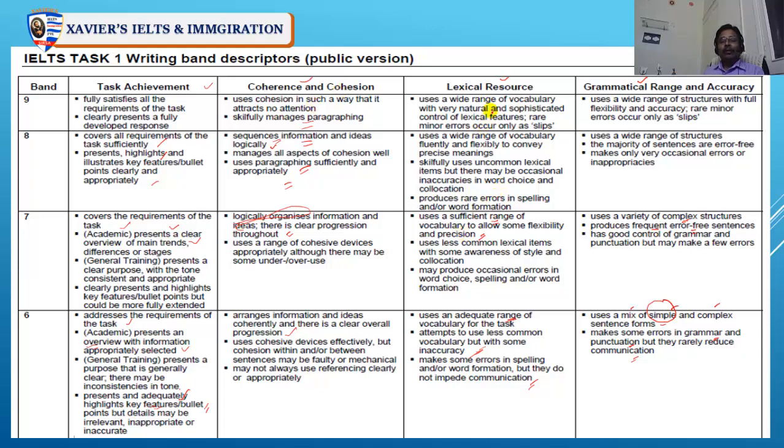Similarly, for lexical resource, uses a sufficient range of vocabulary, right? The same thing, uses a wide range of vocabulary. See, again, wide range, sufficient range, wide range. Nowhere do the band descriptors mention that a student needs to write complex vocabs, right? So my advice to all of you is that everyone has got words in their minds, right? First, learn how to use them properly at the right place, right? If you're using them in the correct way, then that is enough. Everyone has got vocabs, right?